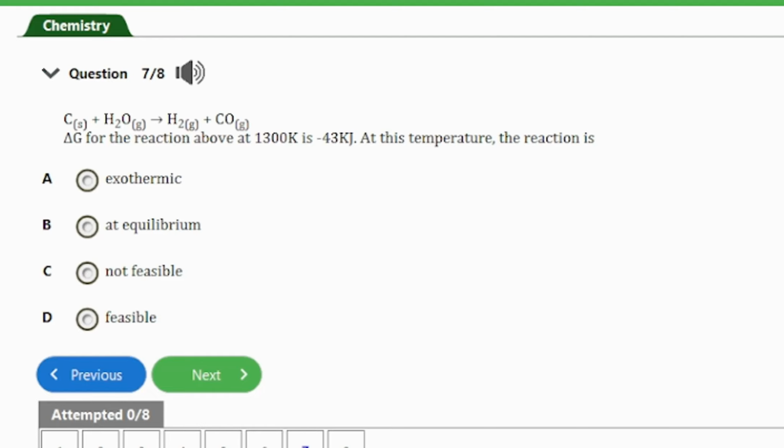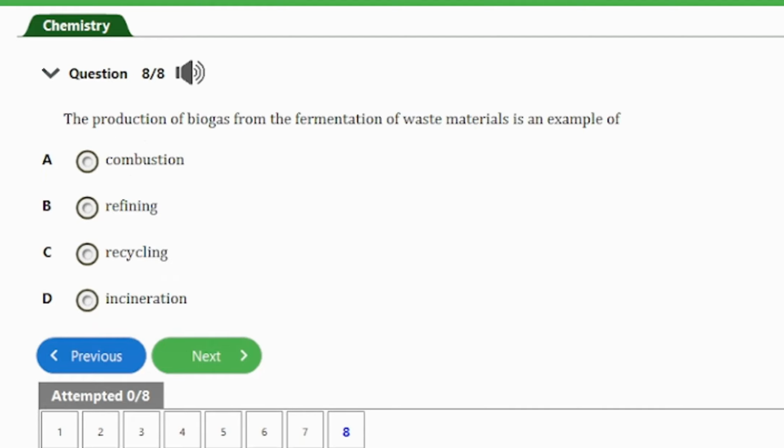So that's the answer to this question, and we're going to consider the last question here, and that's question number 8. It says the production of biogas from the fermentation of waste material is an example of: A, combustion; B, refining; C, recycling; D, incineration. So guys, the answer to this question is option C here, and that's recycling. So the production of biogas from the fermentation of waste material is an example of recycling.